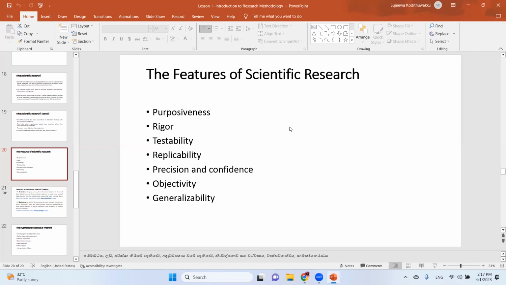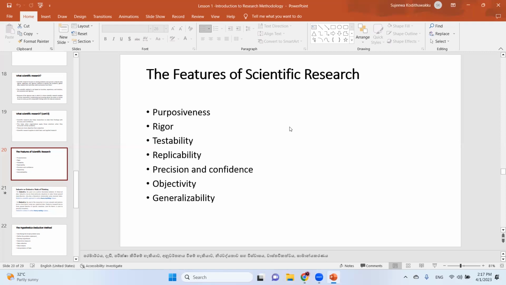Then the testability. If it's a scientific research, testability. Again and again, you can test it. Ability to test it, right? Then the replicability. So replicability means ability to convert it. Ability to convert your results into another similar type of organization. You conducted a research for a commercial bank. The findings can be convertible or replicable to, let's say, the Ceylon Bank. Ability to convert them into the same scenario.